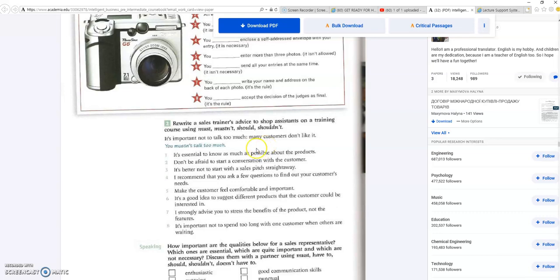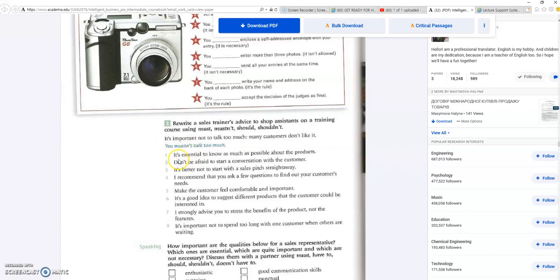So, rewrite a sales trainer's advice to shop assistants on a training course using either must, mustn't, should, or shouldn't. So, the example is, it's important not to talk too much. Many customers don't like it. You mustn't talk too much. Okay, it's important not to, so you mustn't.